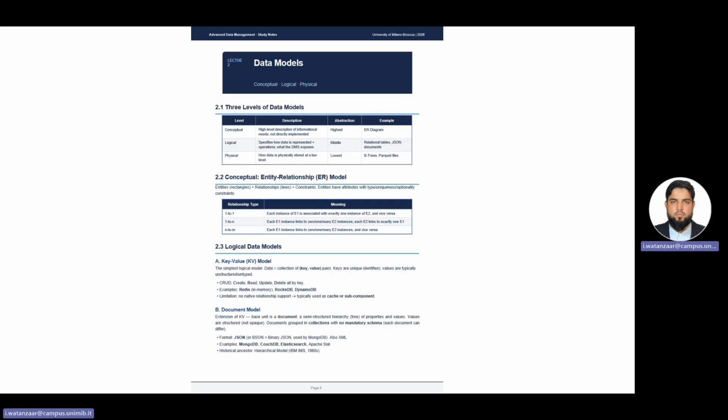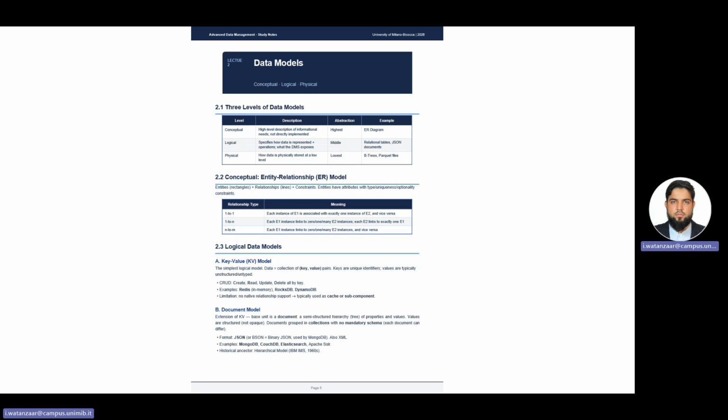As we discussed in the last lecture about the introduction of what a data management system is, now we are moving towards the second lecture, which is about data models. The main idea of this lecture is to discuss three core concepts: the conceptual data model, the logical data model, and the physical data model. It is in decreasing order: conceptual is the highest, logical is intermediate, and physical is the lowest.